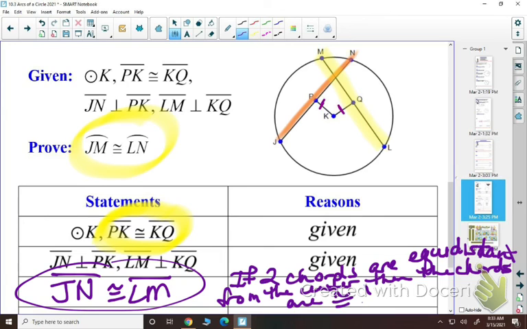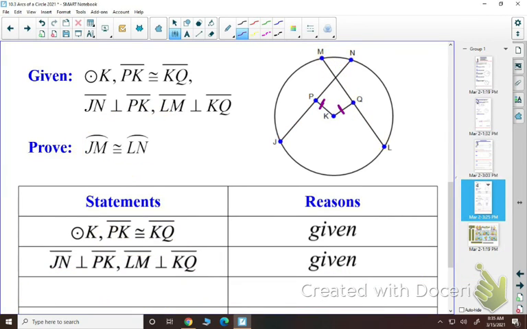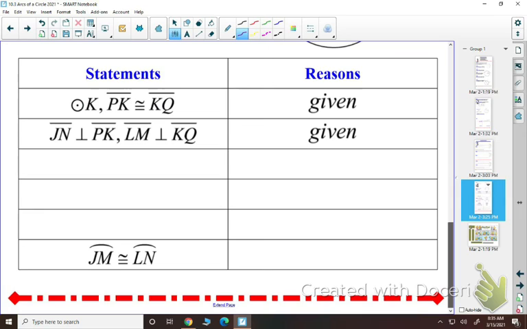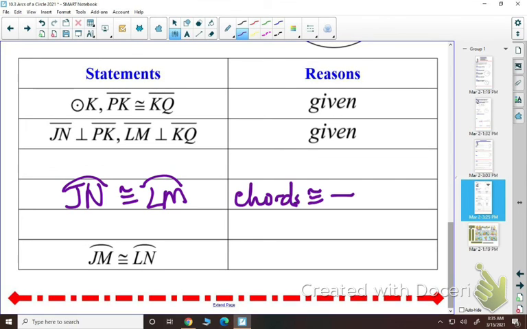Okay, so because those two chords are congruent, we can then state that the arcs are congruent. So my next step is stating that arc LN is congruent to arc LM. And again, my reason, we just talked about this earlier: if you have chords that are congruent, then the intercepted arcs are congruent.